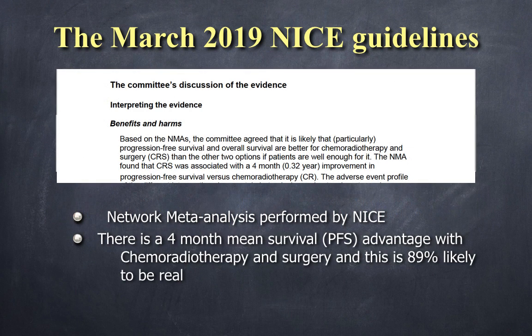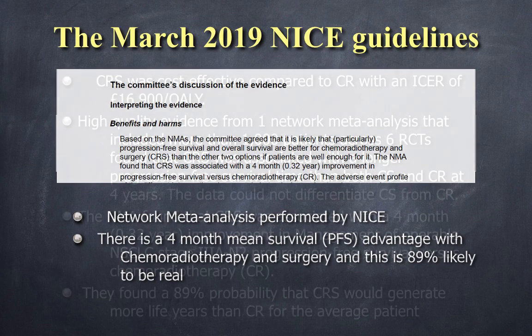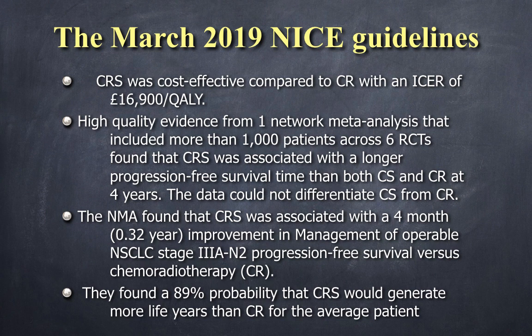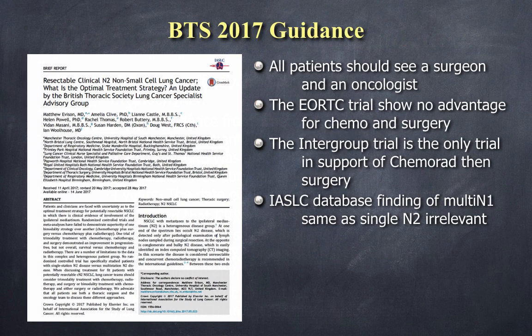So what papers did they look at? Well, here are the 10 papers that they looked at and did their network meta-analysis, which we're going to go through. But they were pretty strongly worded on it. They said a 4-month mean survival advantage if you do this rather than anything else. They also did a cost effectiveness analysis and said it was cost effective, and they justified their analysis in great detail, putting numbers on it.